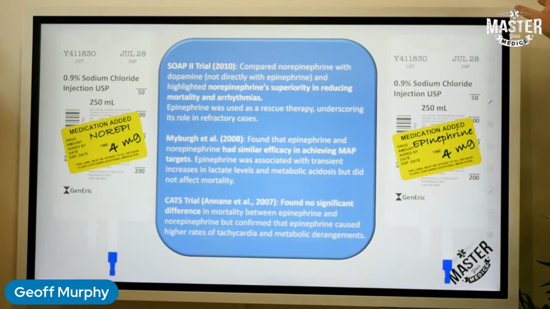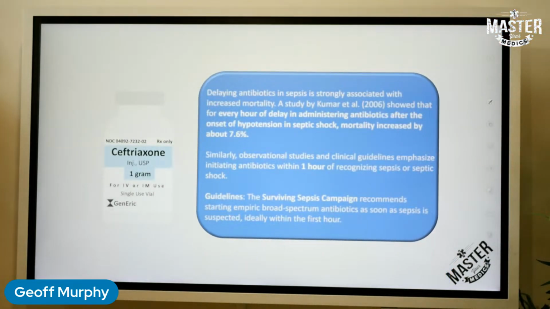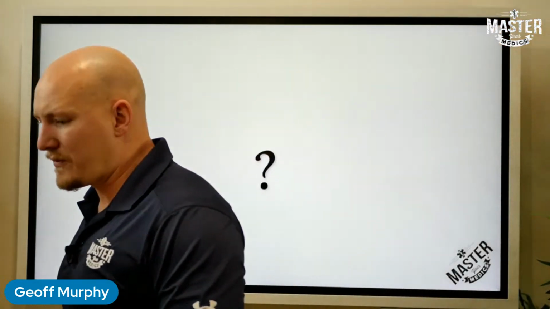And then from there, if we had the ability to do it, we would give antibiotics. So that's what I have for you today for our septic patients. Pretty straightforward for the most part.